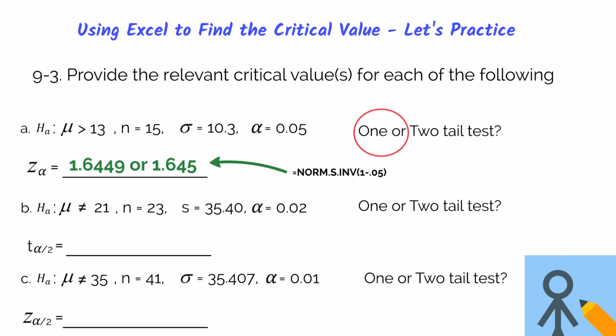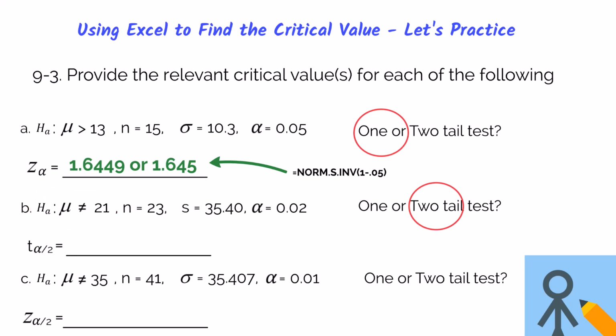So in part B, the alternative hypothesis states that the population mean does not equal 21. We are given the sample size, and in this problem, we are given the sample standard deviation denoted by S and the alpha value of 0.02. The same as before, we want to determine if this is a one or two-tailed test. So looking at the alternative hypothesis, we can see that this is a two-tailed test because the does not equal sign only applies to two-tailed tests.